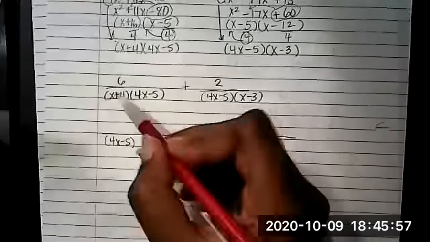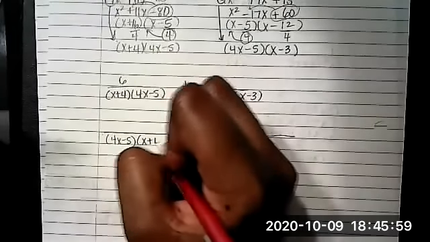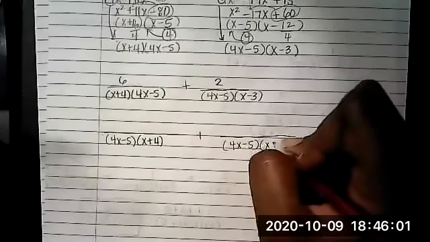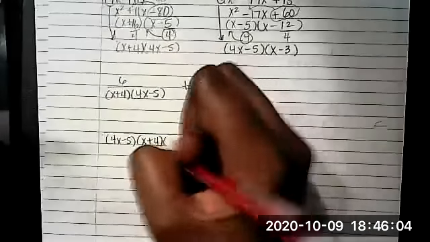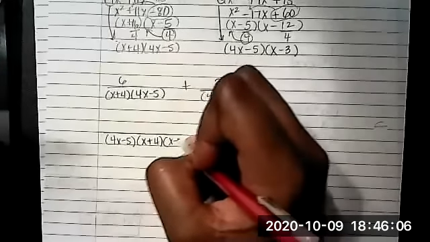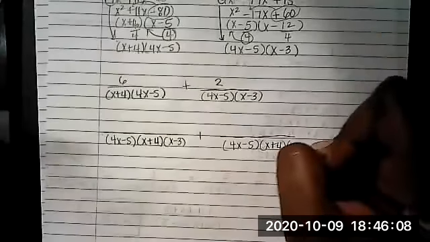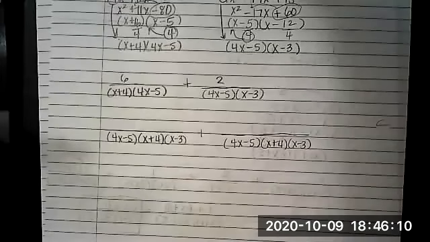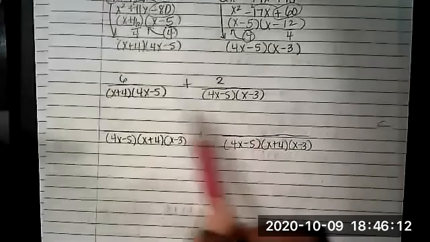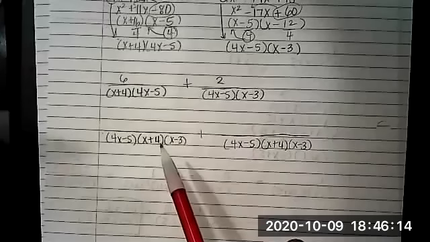But then we have the extra x plus 4. That one's there, and it has to be in both. And we have that extra x minus 3. X minus 3 is there. It has to be there. So all three of those are the common denominator.